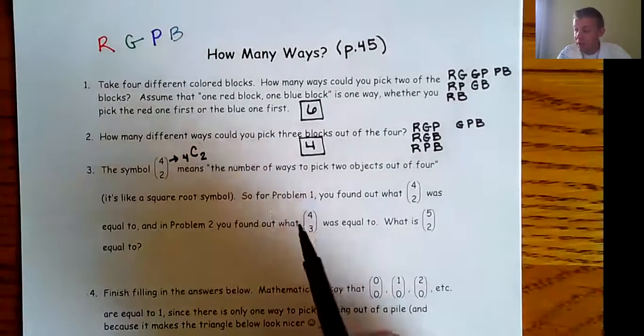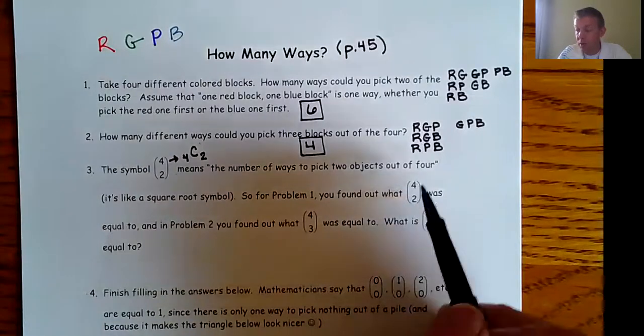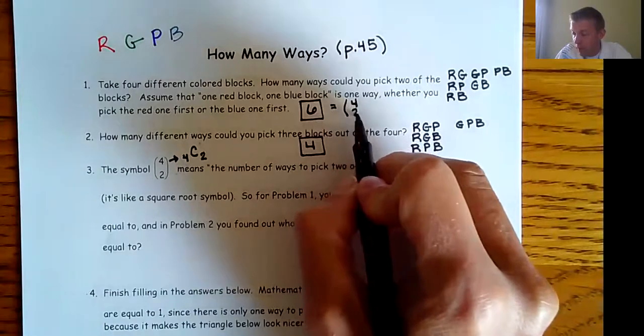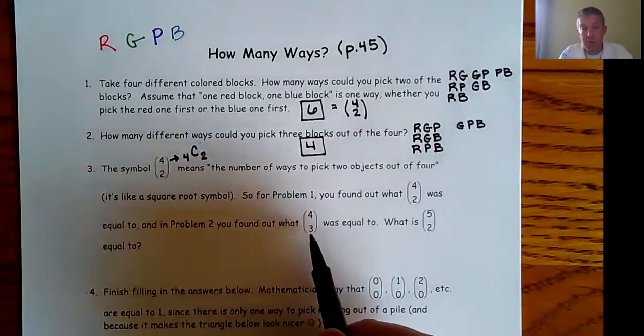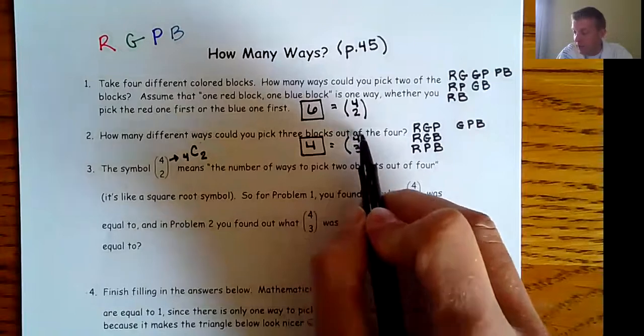So essentially, in problem 1, we found out that 4 choose 2 was 6. Out of 4 blocks, how many ways to pick 2 of them? There were 6 ways. And in problem 2, we found out what 4 choose 3 was. Out of 4 blocks, how many ways could I pick 3 of them?